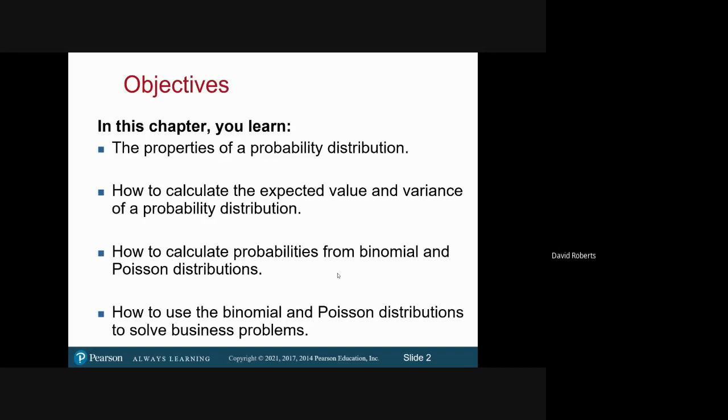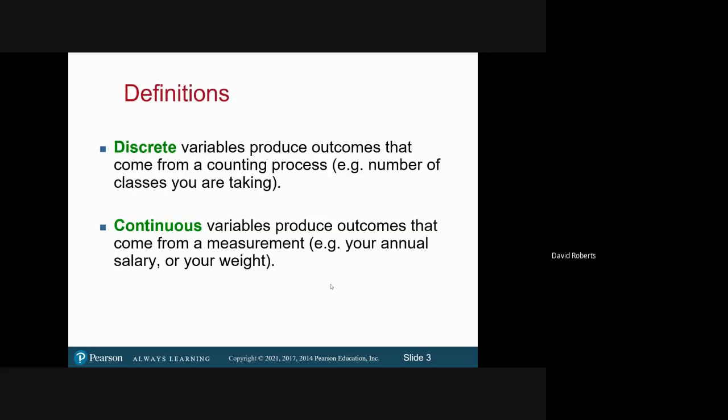How to calculate the expected value, which is like X bar in our previous examples, and the variance of a probability distribution. We're going to do binomial, we're going to do Poisson, and we'll talk about what they are and how to use those two distributions in business settings.